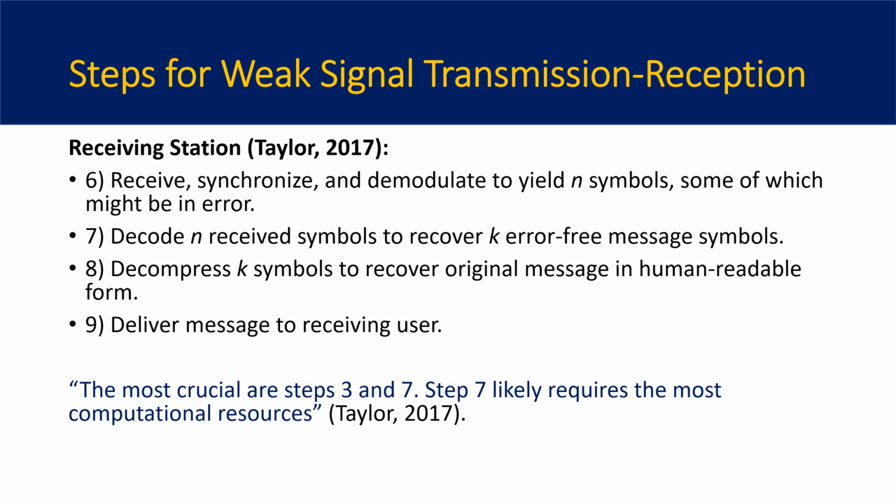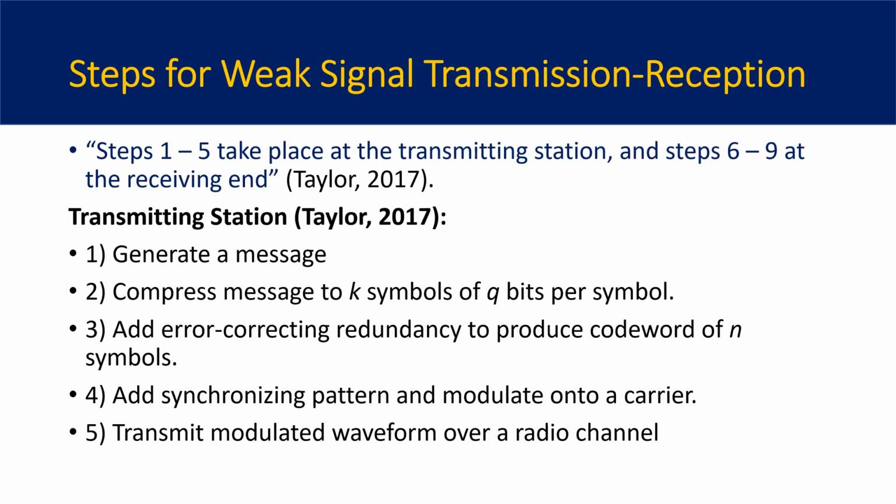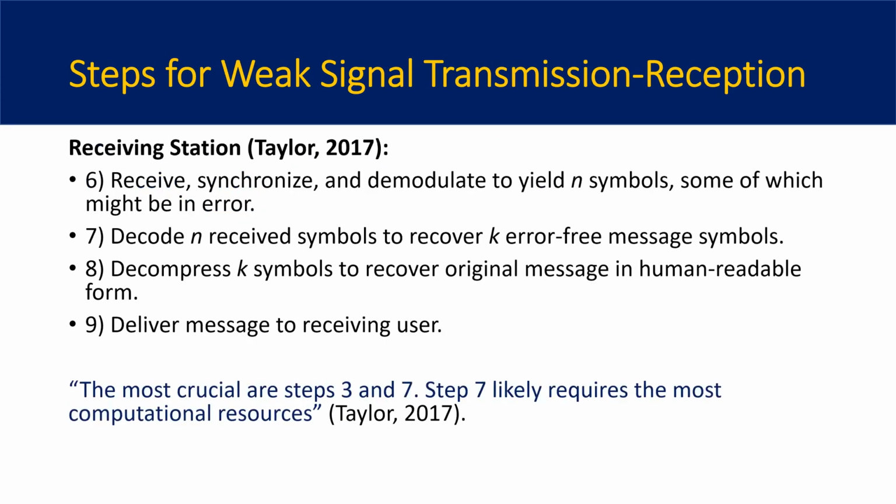The data are decompressed, and then the message is presented to us in human readable form. So translated from binary into ASCII, and we're able to read it on the screen. And then we receive that message. And of course, the most important steps in this whole process, according to Joe Taylor himself, are step 3, that's the error correcting redundancy to produce the code word, and step 7, decode the received symbols to recover K error-free symbols. So all the power is really in the error correction that's happening in these weak signal protocols.